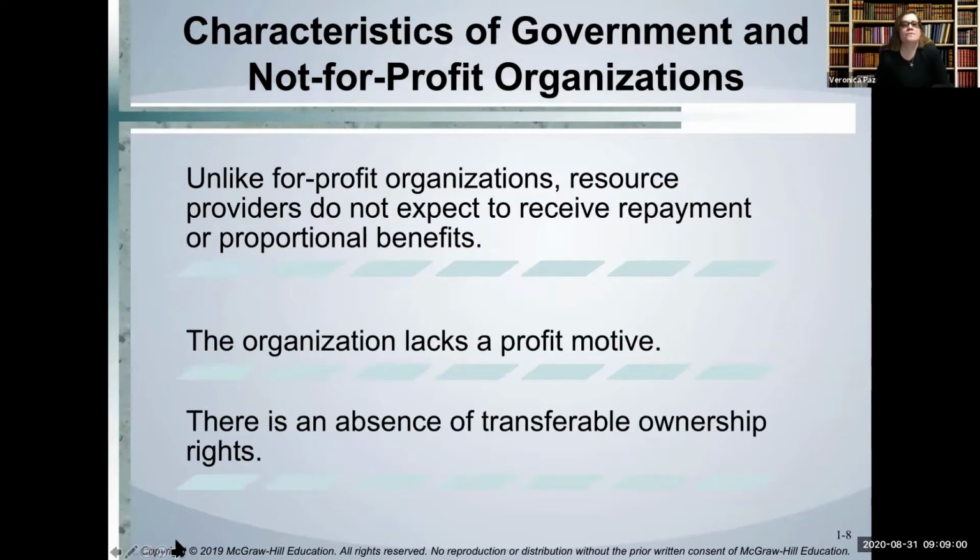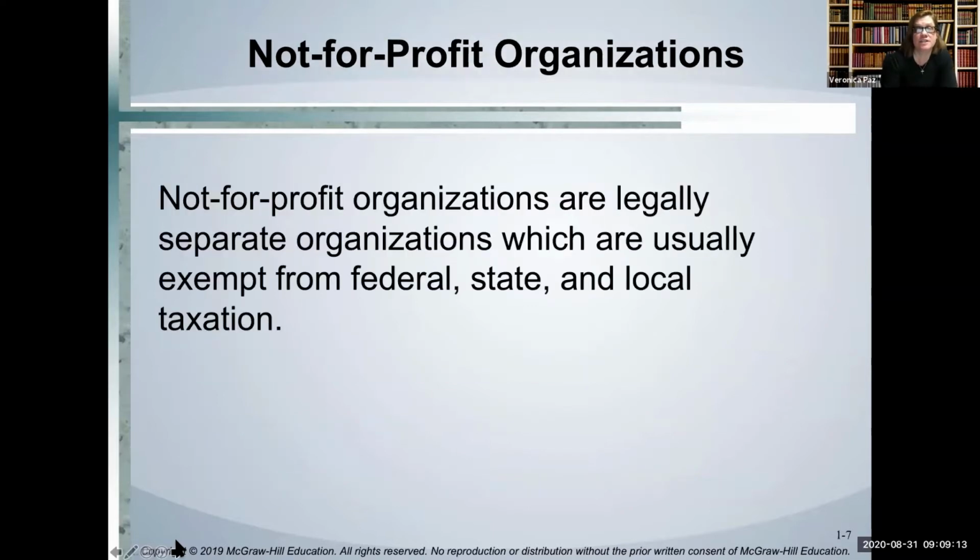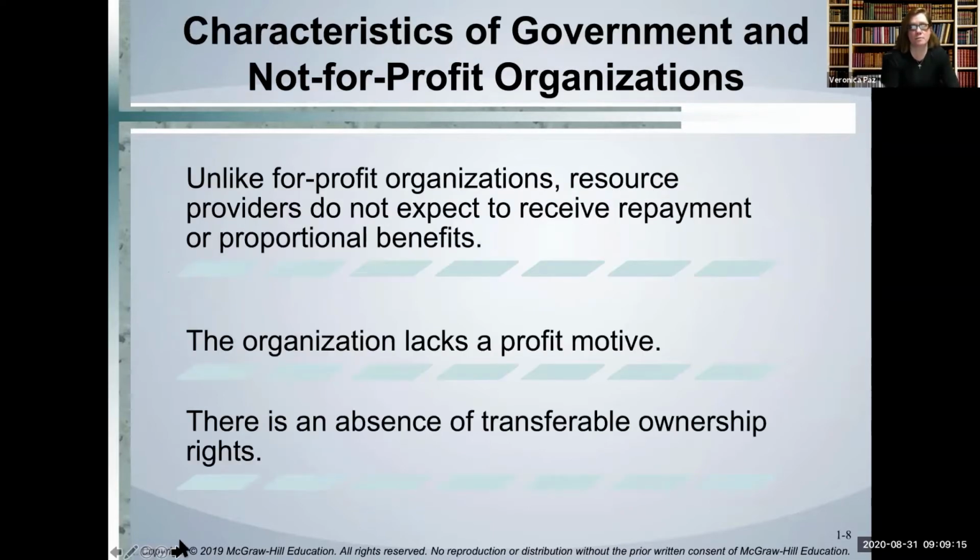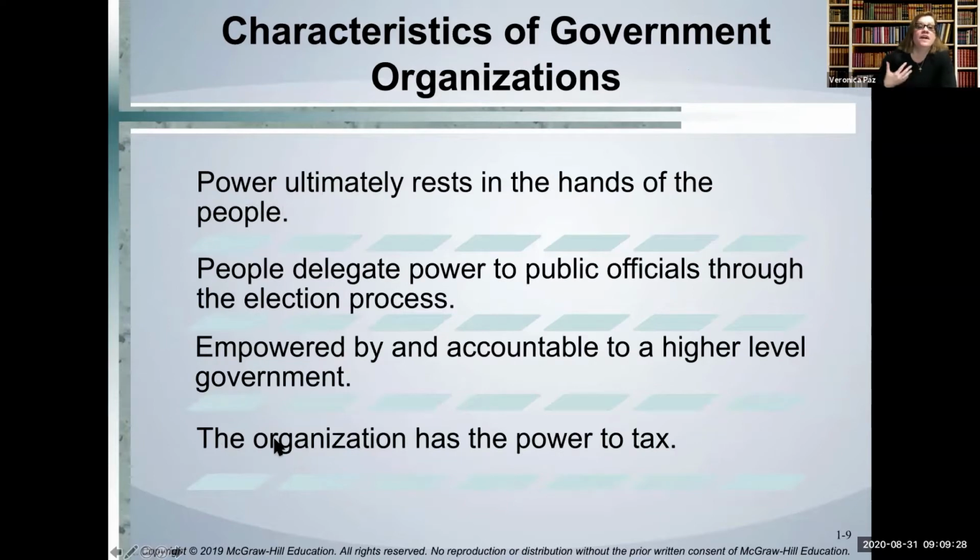For governmental and not-for-profit organizations, unlike for-profit organizations, the resource providers do not expect to receive repayment or proportional benefits. Keep that in mind. Also, the organization lacks a profit motive. Make note of that, because you'll see that on your test. And there is an absence of transferable ownership rights, so the power ultimately rests in the hands of the people.